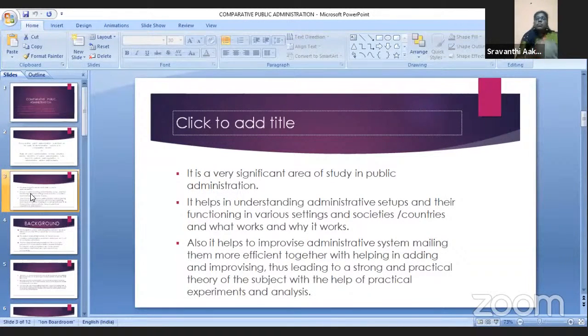So here, between the 1940s and 1960s, there emerged new changes, we can say. Those are new public administration, the comparative public administration, and the development administration. So today we are looking into the development administration.